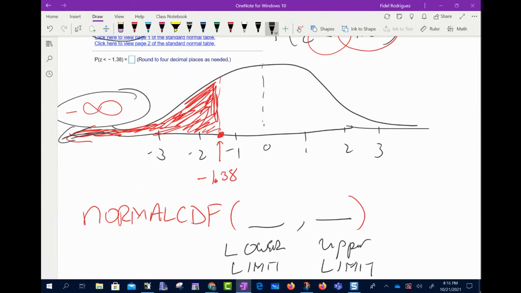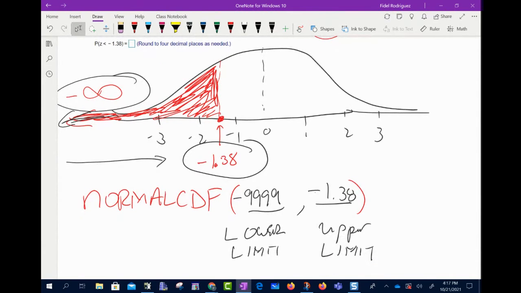Since we keep going all the way towards negative infinity, but remember, negative infinity or positive infinity is more of an idea than an actual number, what I'm going to enter right here is -999. Then my upper limit means where do we stop? I'm always going from the left to the right. I'm going to stop at my -1.38.